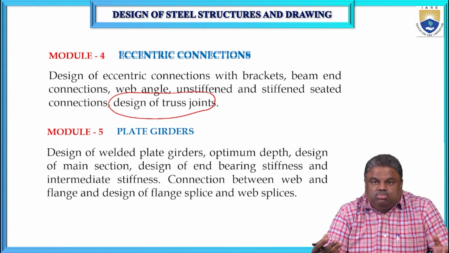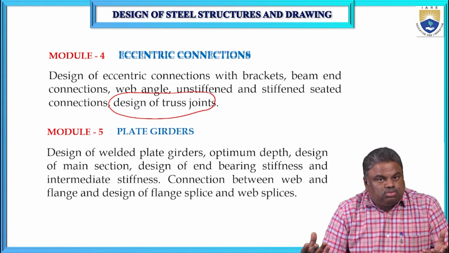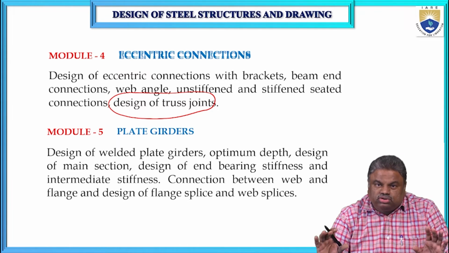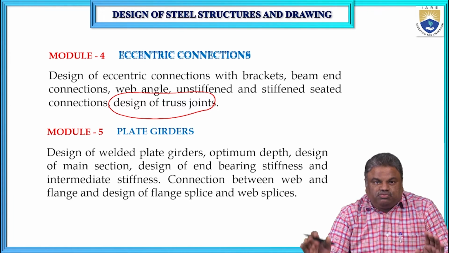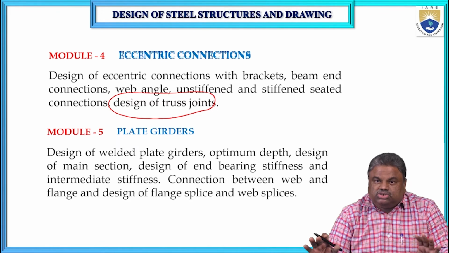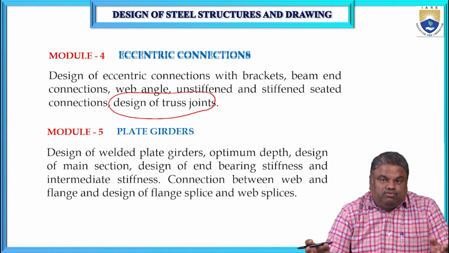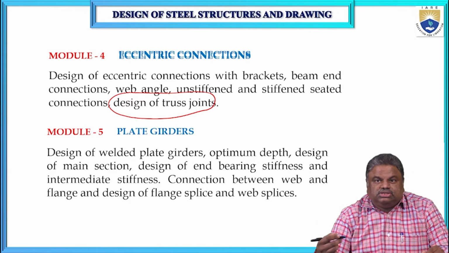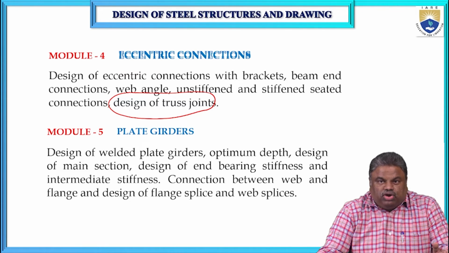So readily available sections means, for example, I sections will be available readily. If those readily available sections are not sufficient to transfer the loads, then we have to design our own section by taking different plates and different thicknesses. Those things we are going to study in module 5.